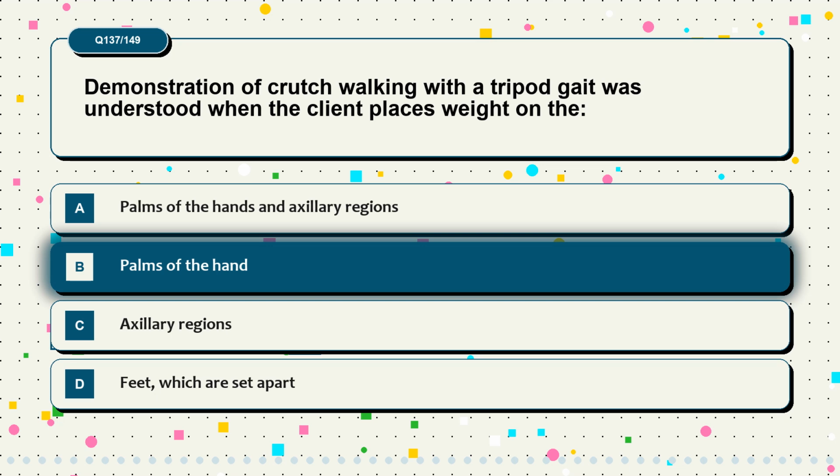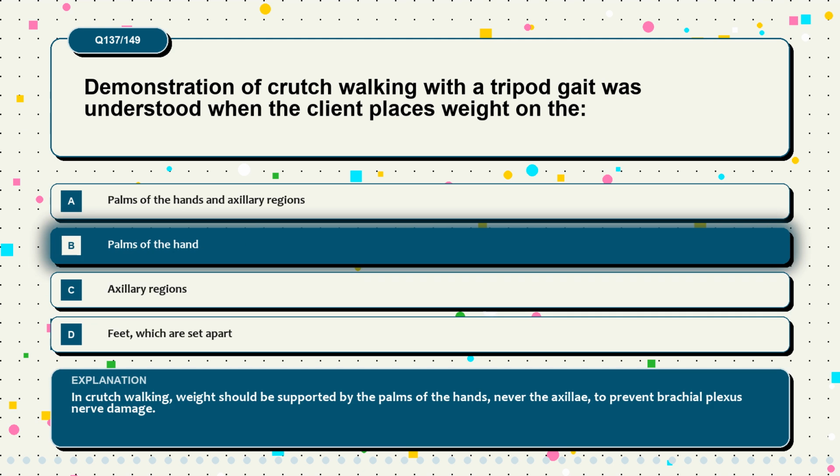The correct answer is option B. Palms of the hand. In crutch walking, weight should be supported by the palms of the hands, never the axilla, to prevent brachial plexus nerve damage.